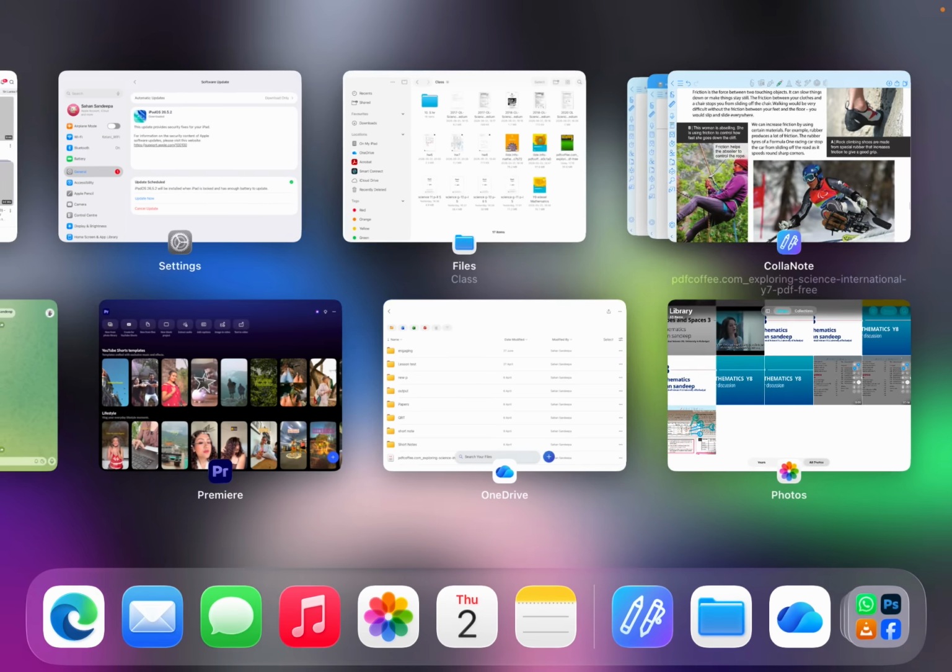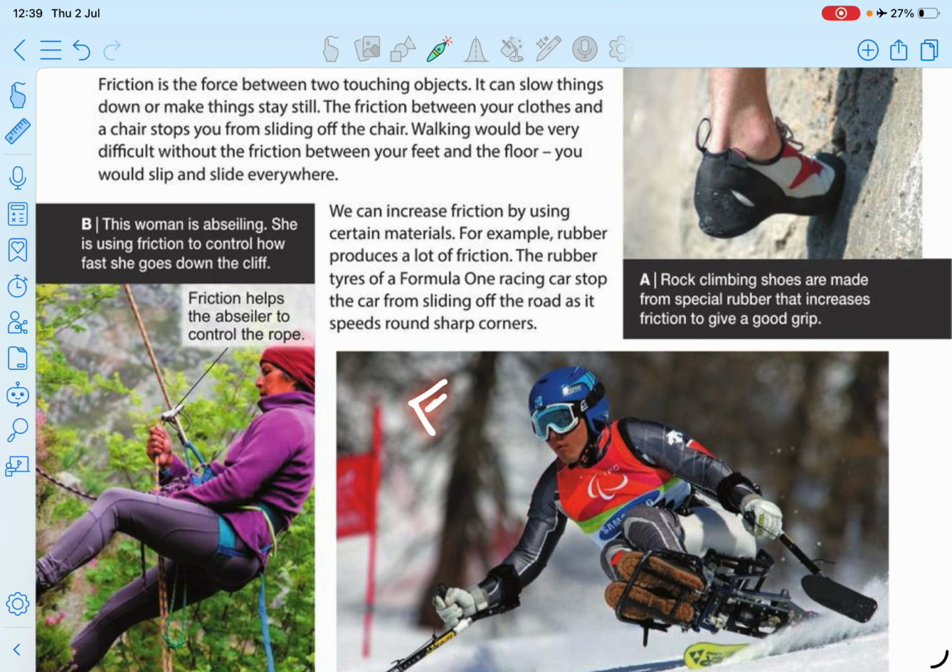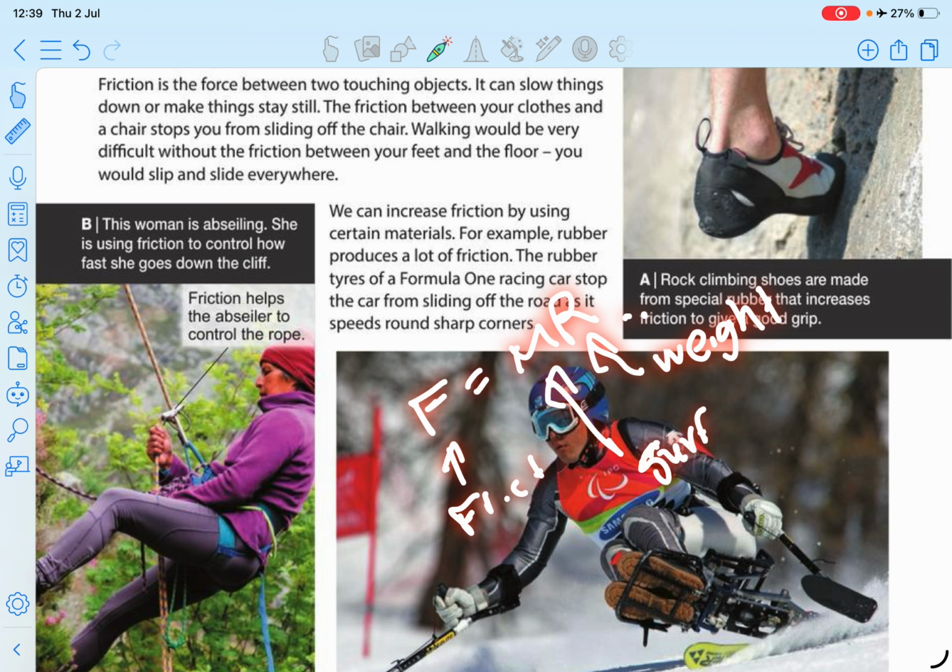And there is an equation for the friction. F equals mu R. It's not in your syllabus. F means the friction. R, we can say, is the weight, and mu is the surface nature. So you can identify that friction depends on these 2 points, the weight of the object and the surface nature. If some object has a large weight, there is a large friction.